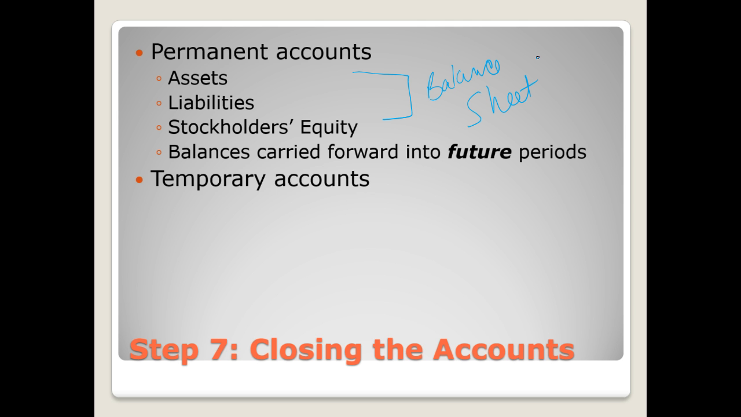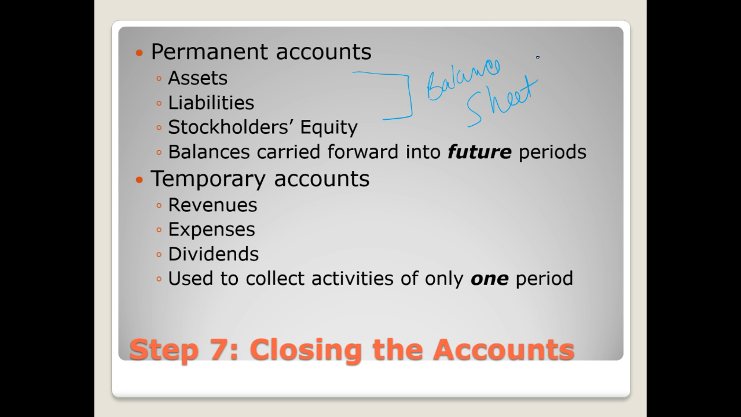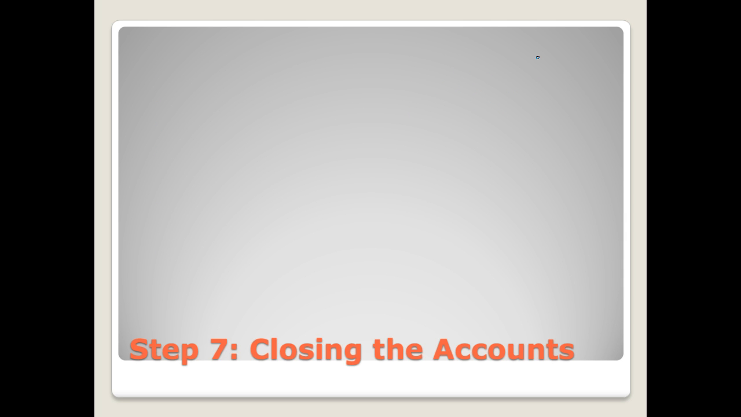Then we have temporary accounts. Basically, the income statement accounts are temporary accounts: revenues, expenses, dividends. These are all used to collect the activities of only one period, and then we need to close them out. You don't carry forward from one year into the next a revenue balance or an expense balance or a dividends balance. We need to get that back to zero before we're done with that particular financial period.